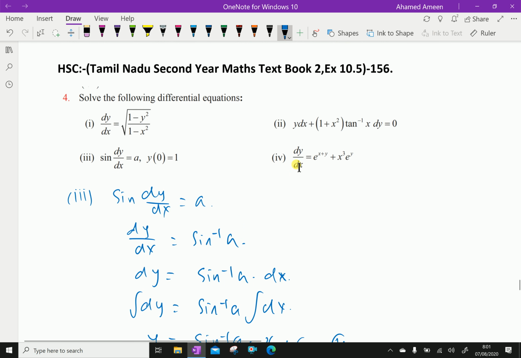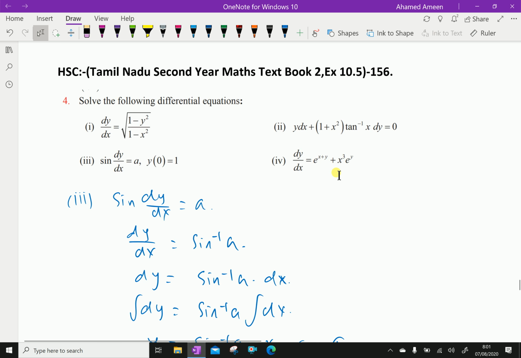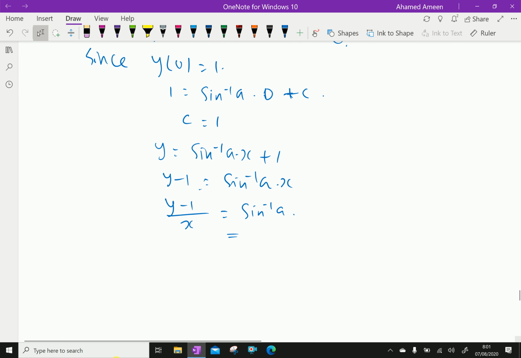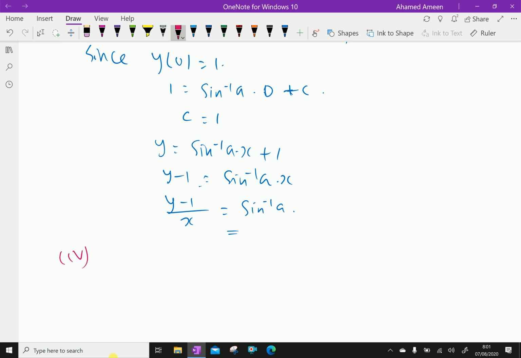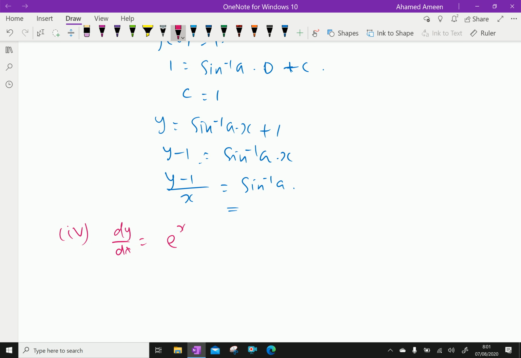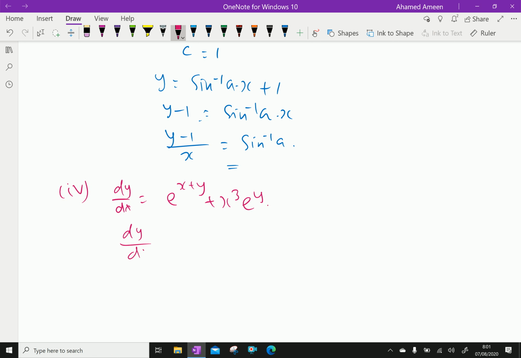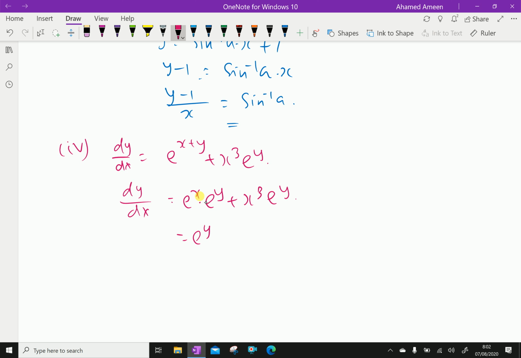Next one, question number four. dy by dx equal e power x plus y plus x cube e power y. Here dy by dx equal e power x plus y plus x cube e power y. e power x plus y can be written as e power x into e power y plus x cube e power y. Here e power y is the common factor, e power x plus x cube.